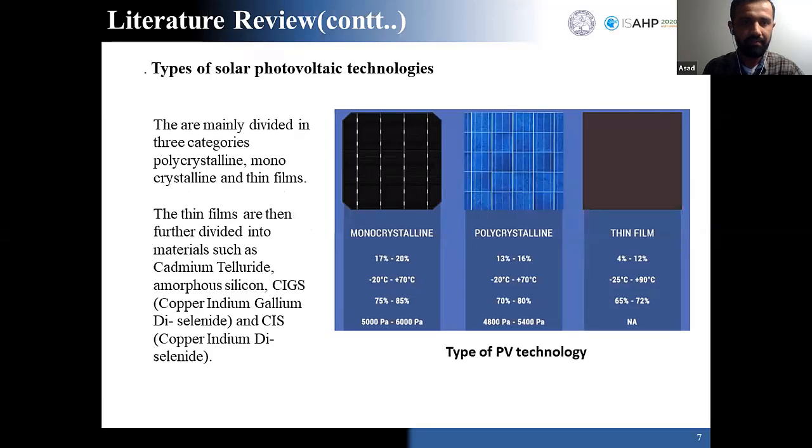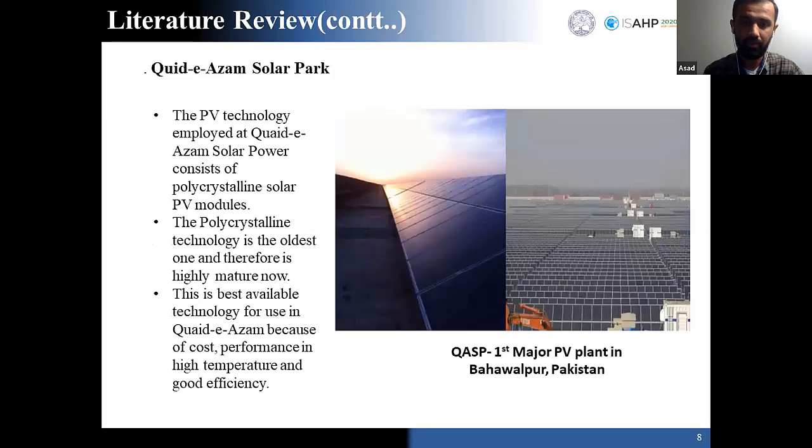So there are mainly three categories in which we divide photovoltaic technologies: monocrystalline, polycrystalline, and thin film technology. The most mature technology is the polycrystalline technology, which the QA solar plant in Pakistan is actually using, as it is more mature and its cost is low, and it also has good performance under high temperature and under severe circumstances, you can say.